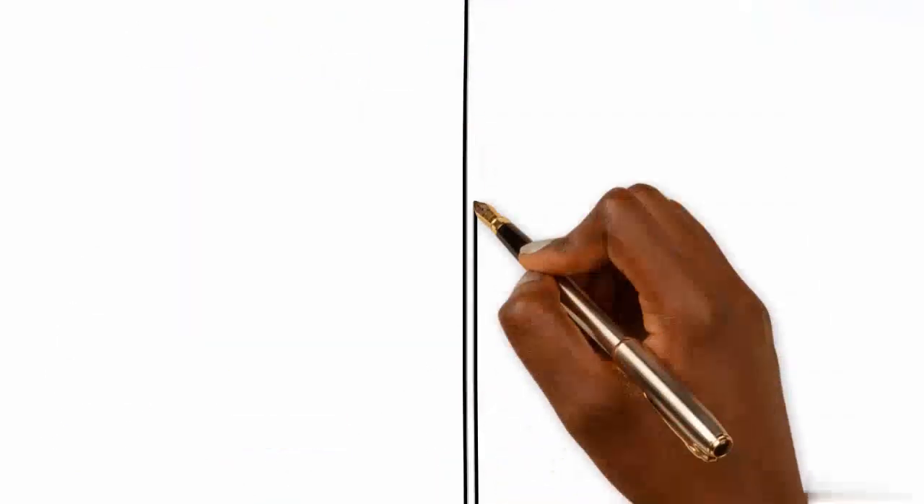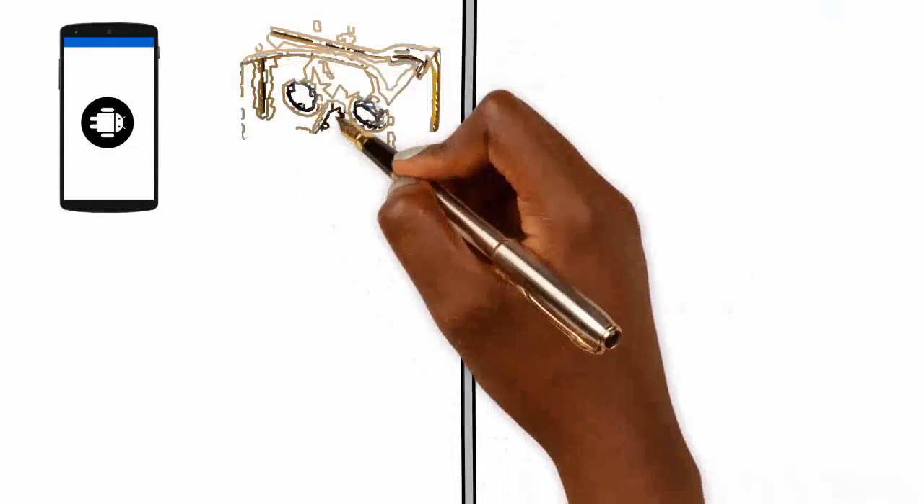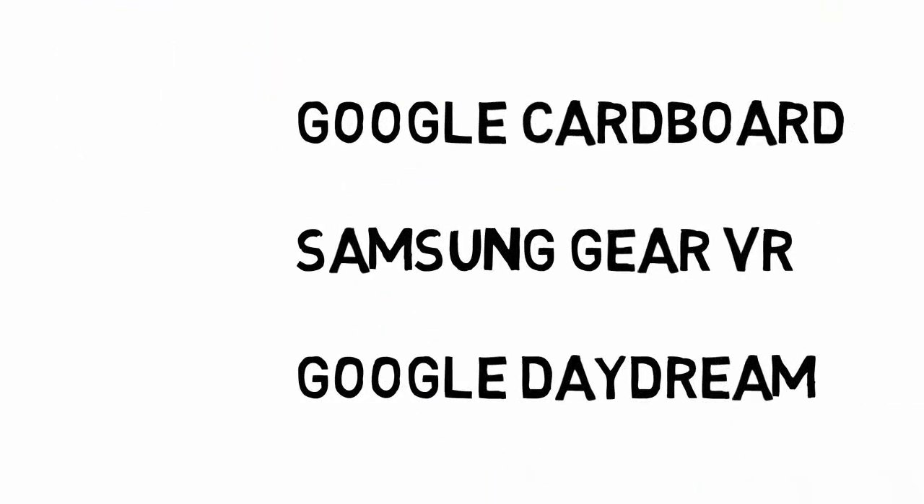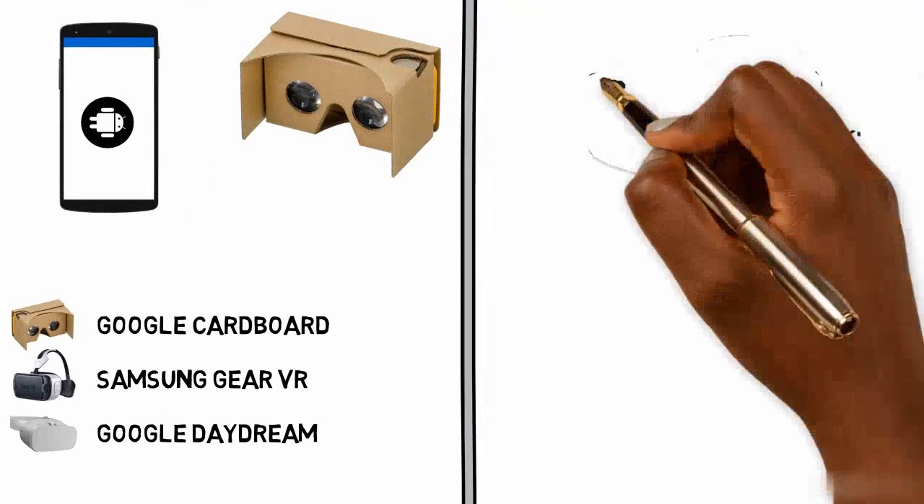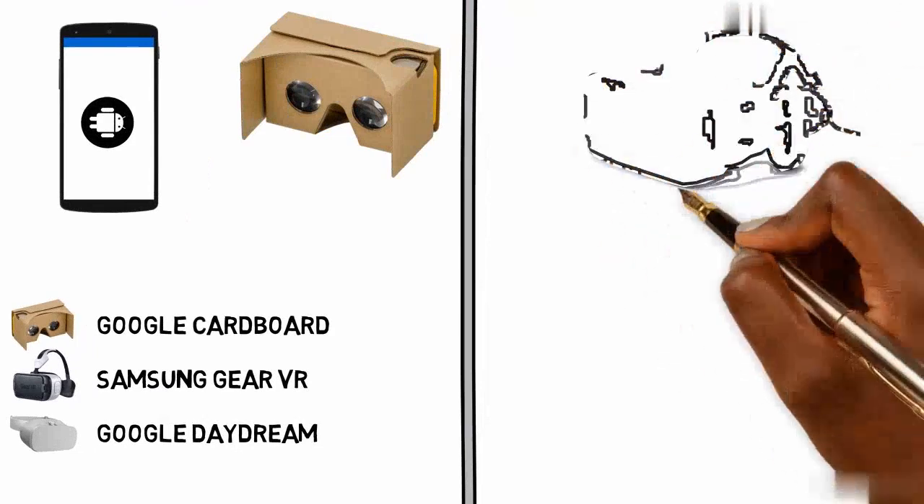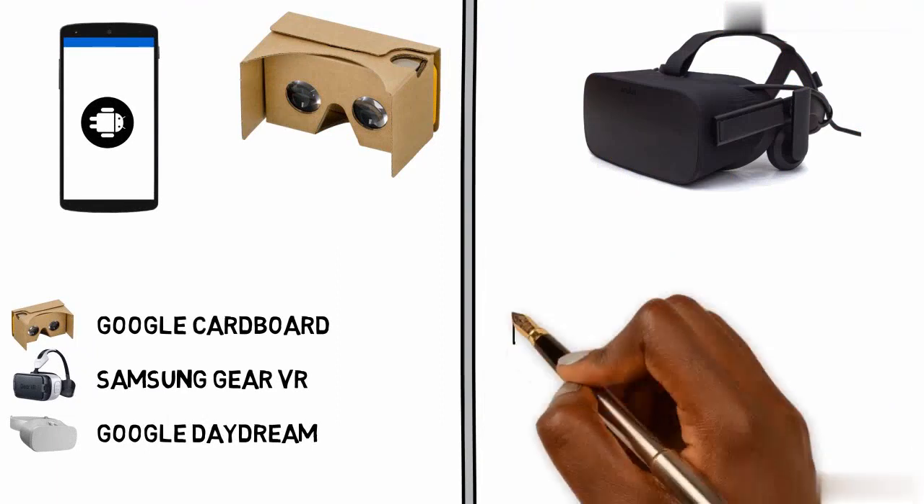There are two types of VR headsets using which a user can experience virtual reality. In the first type of VR headset, you have to put your smartphone inside a cardboard or a plastic casing. For example, the Google Cardboard, Samsung Gear VR, or the Google Daydream. In the second type of VR headset, the user does not need a smartphone, as all the necessary components are built inside the VR headset.